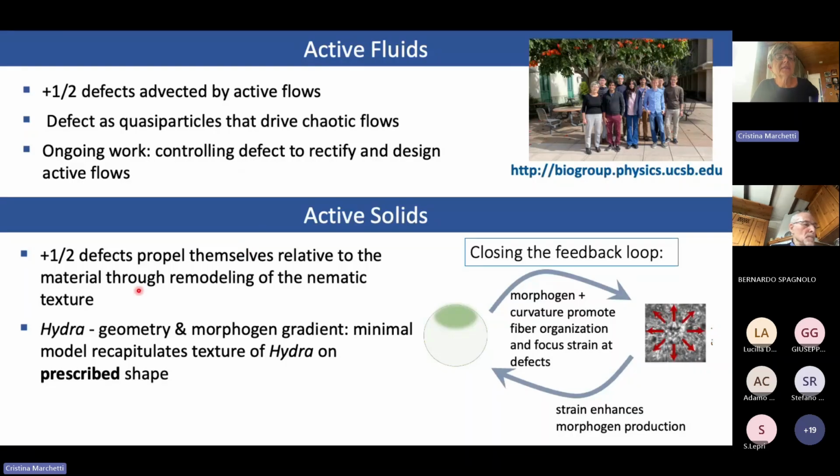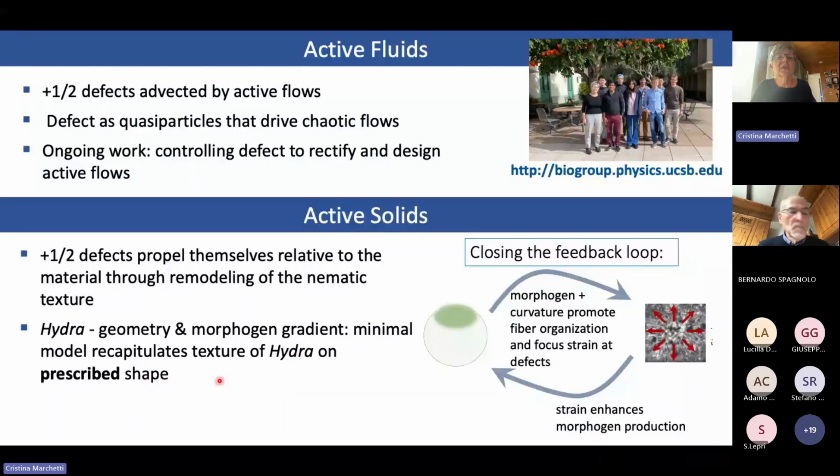In active solids, these +1 defects can propel themselves relative to the material through remodeling of the nematic texture without any material flow. And we have also shown how geometry and morphogen gradients alone are sufficient to understand the texture you get in Hydra on a prescribed shape.